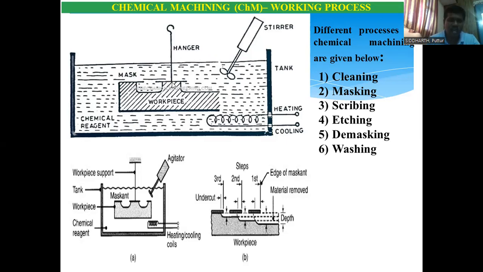And this is the hanger. By means of this, we place this entire component in the chemical solution or chemical etchant. And this is the stirrer. This stirrer is used to stir the liquid properly for uniform distribution. So after a couple of minutes, the etchant will react with the workpiece surface and remove the material from the workpiece. Here, this is the place where the material is removed from the workpiece, and here and here.